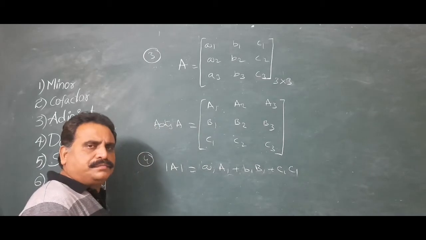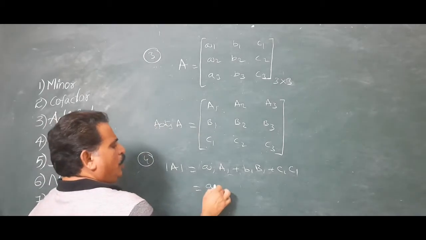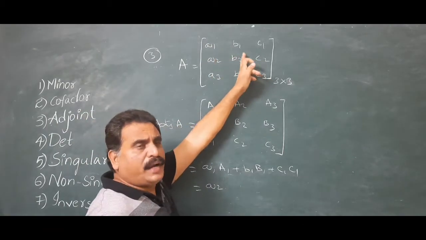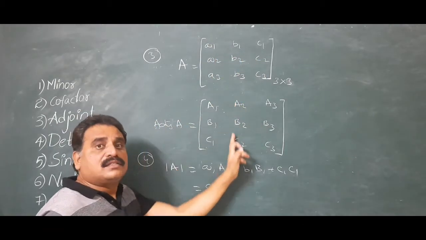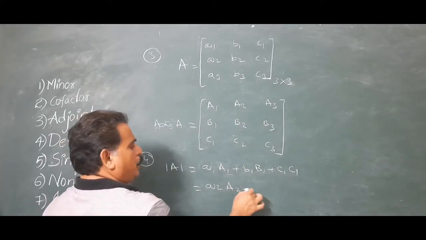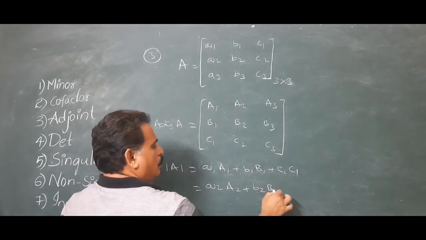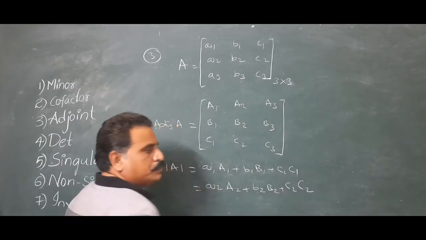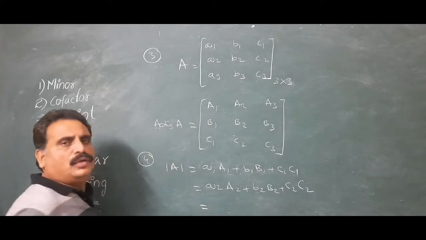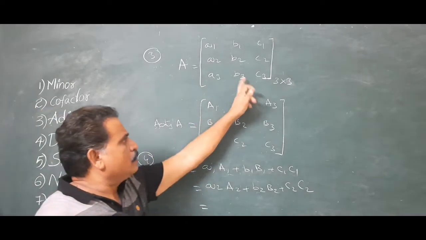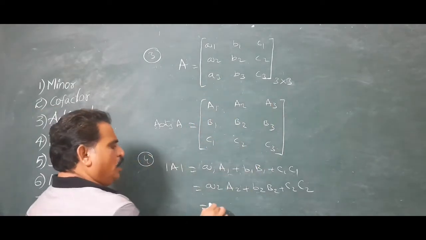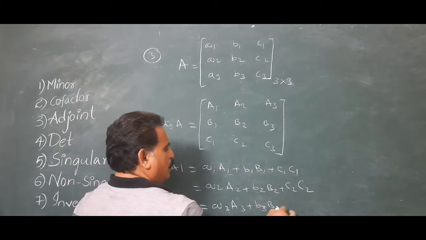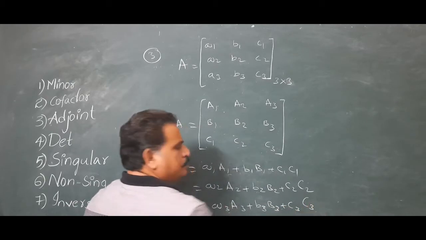If you take the second row a2, b2, c2, their corresponding cofactors are A2, B2, C2. So determinant A = a2A2 + b2B2 + c2C2. In the same way, with the third row elements and their corresponding cofactors, a3A3 + b3B3 + c3C3.